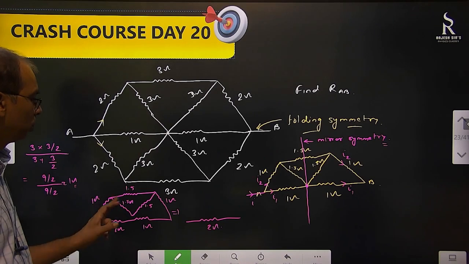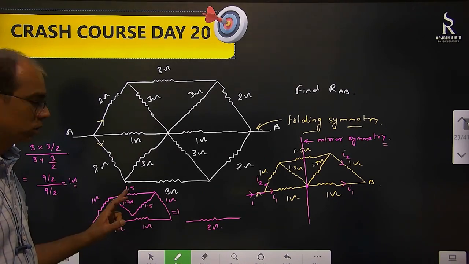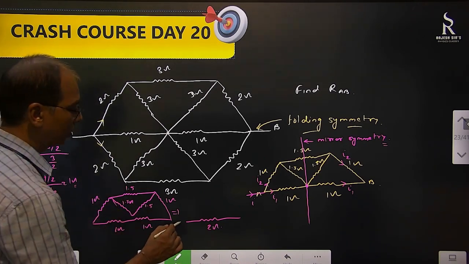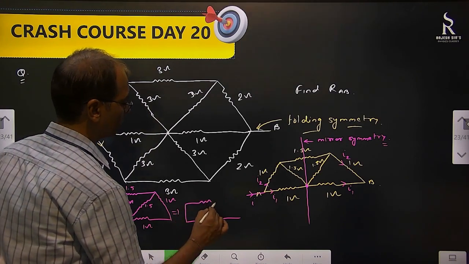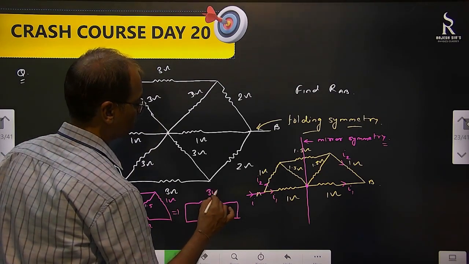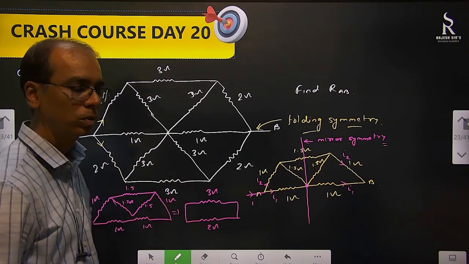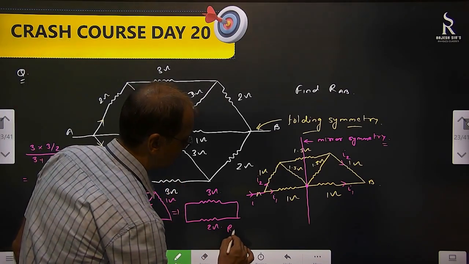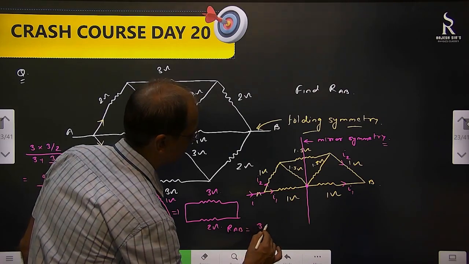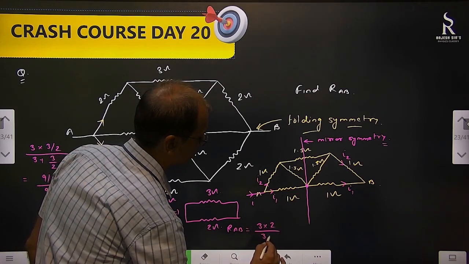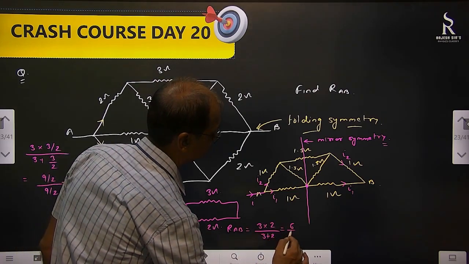So 1 ohm, 1 ohm, 1 ohm, 3 ohm. So 3 and 2 are in parallel now. Okay, so the net resistance RAB is 3 into 2 by 3 plus 2. That is 6 by 5, 1.2 ohm.